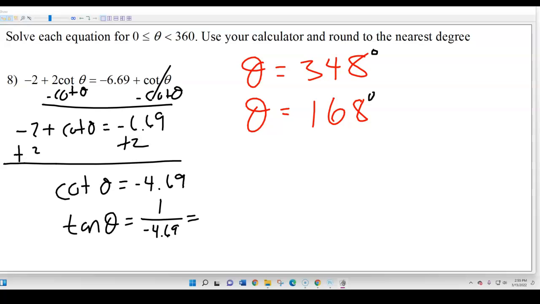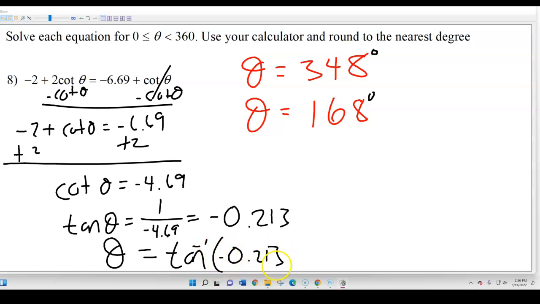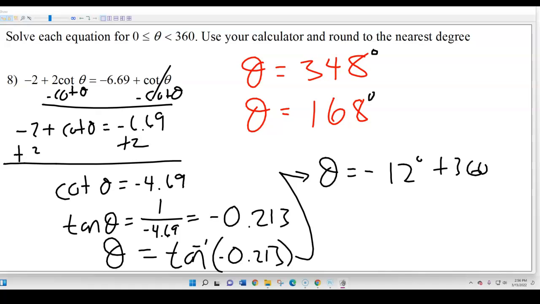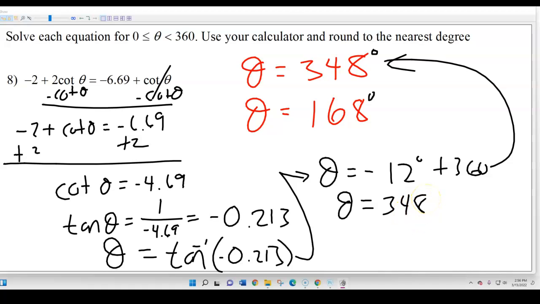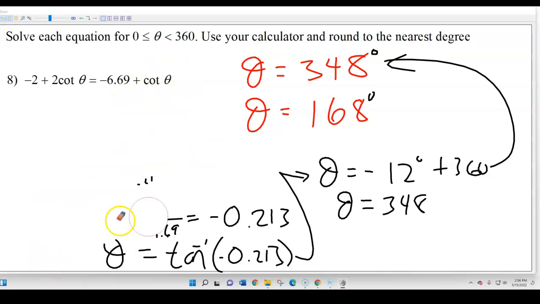And for that one, what do we get? Let me see here. I get negative 0.213. And then I would arctan both sides. And at that point, I would get theta equals negative 12 degrees. But we don't like that, so we add 360 to it. And from that, we get our first answer, 348. Okay, then from there, we use the symmetry that's associated with tangent and cotangent to find our second answer.